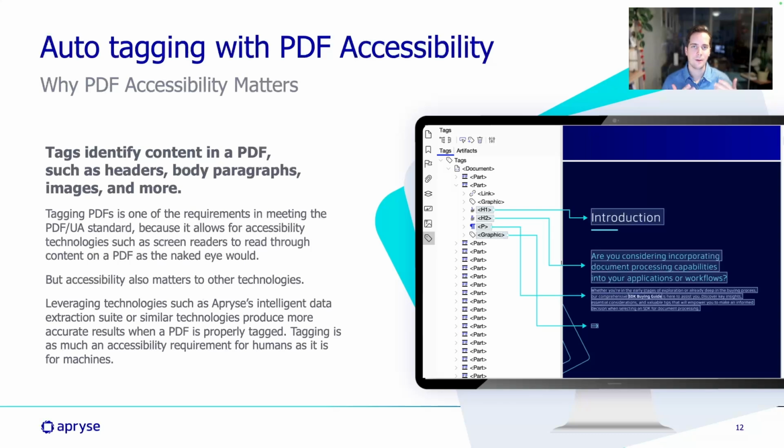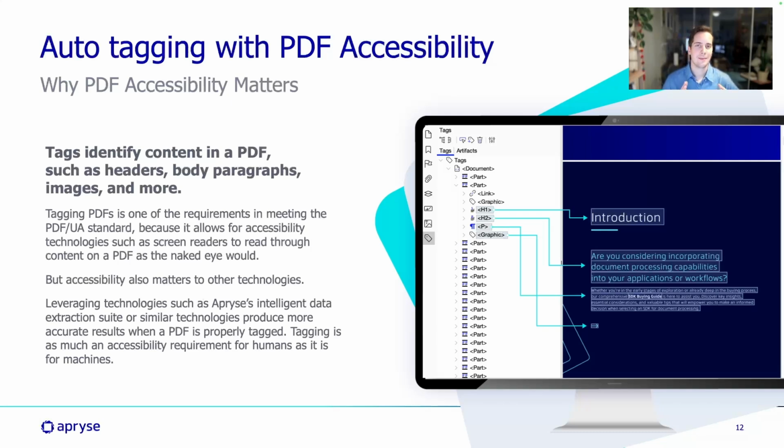And because of that, having a tagged PDF is actually one of the requirements of having a PDF UA or universally accessible file. Now, it's not the only requirement, but it is one of the requirements. So if PDF UA is a compliance standard in your industry, then having an auto-tagging service that is housed entirely within your environment will be to your advantage.